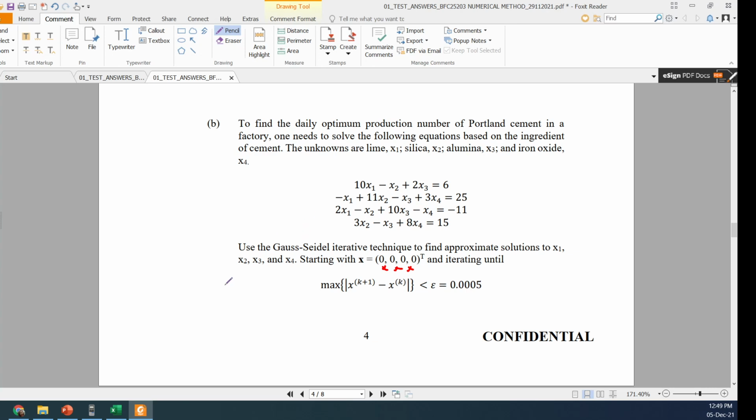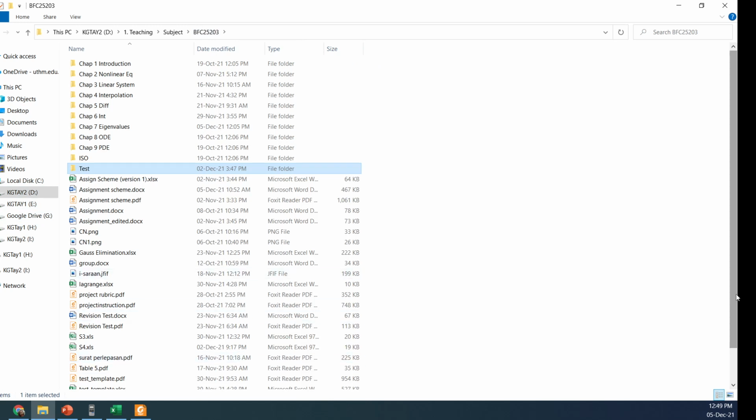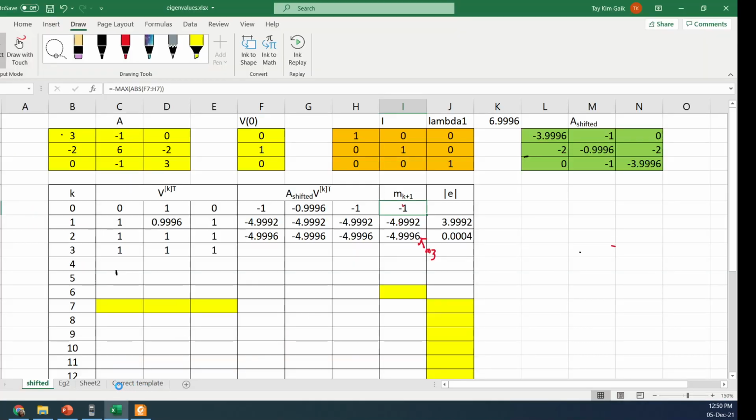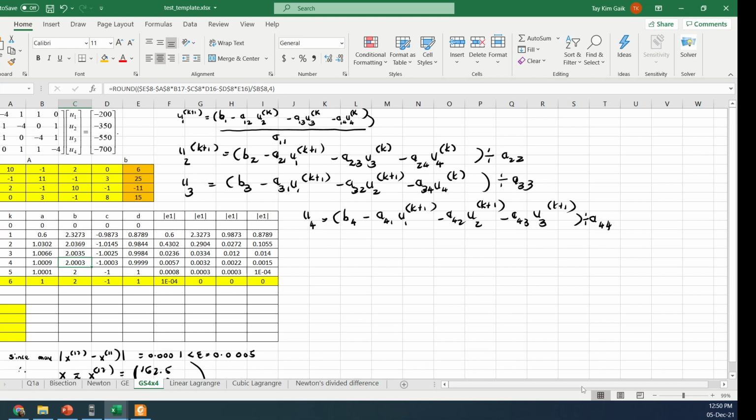Here actually I already provide you the template. I wonder why you don't want to use it. I don't understand, I already provide you the Gauss-Seidel template. You just plug in your A, your B. This will automatically come out, but you don't want to use it.